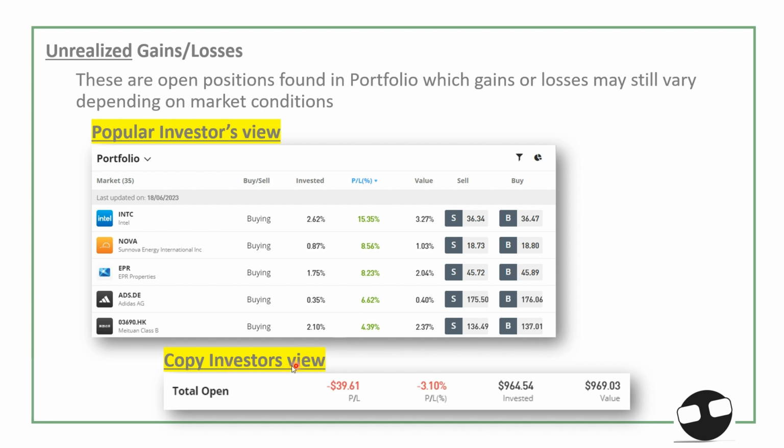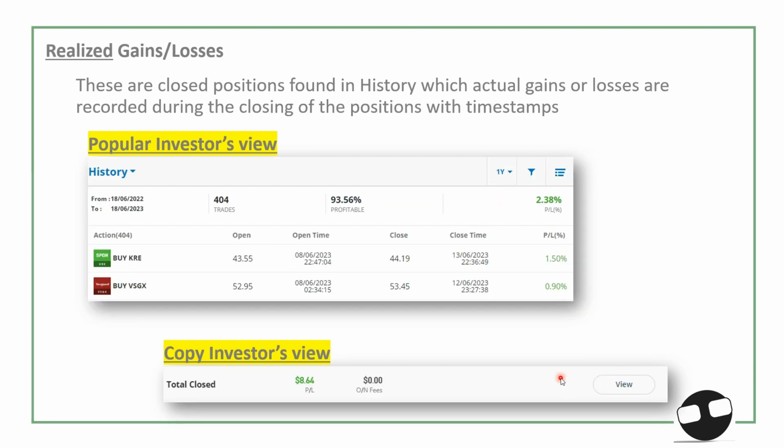Now, if you go to your copy investment view, it will look like this. It's the amount plus profit and losses, and then you have your invested amount and then the value. Okay. Now, how about realized gains or losses?